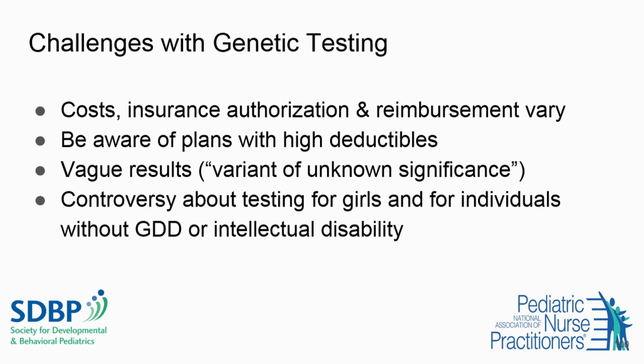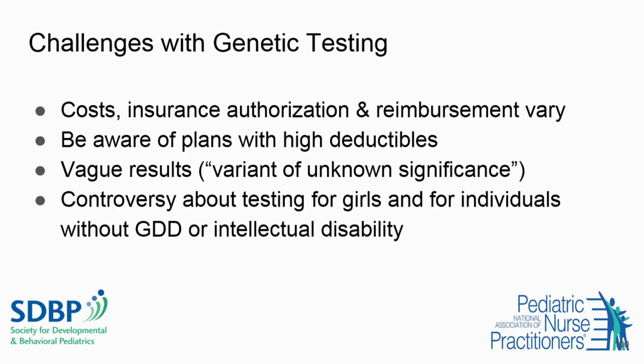And then the other challenge is that our technology is really proceeding at a pace faster than our knowledge of how to interpret it. So you often get these vague results like a variant of unknown significance. Well, what do I tell a family about that? What does that mean? So that can be challenging as well. And in those cases, I think consulting with a genetics specialist can be helpful to give the family appropriate guidance and counseling.